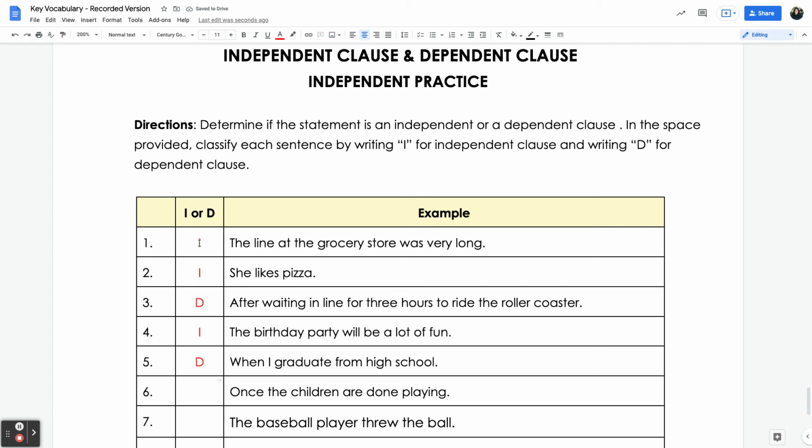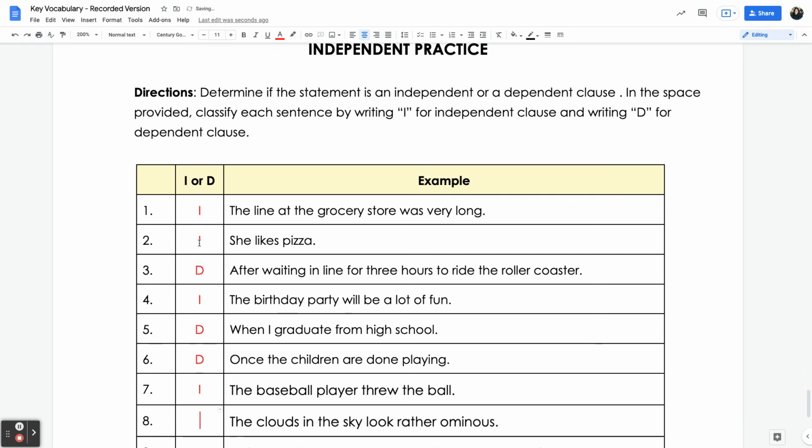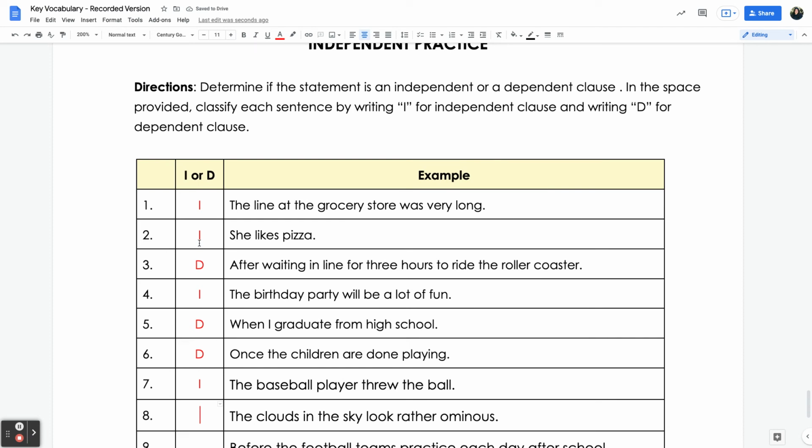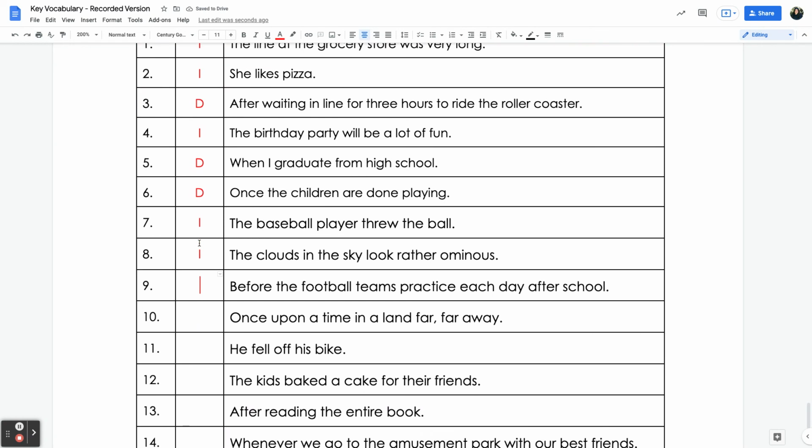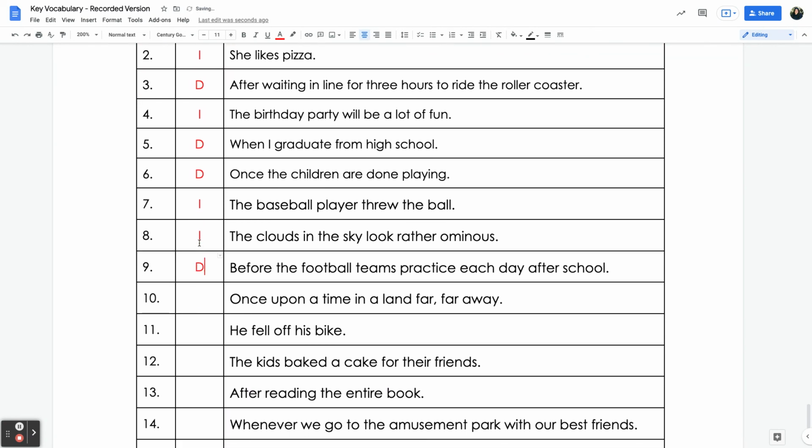Once the children are done playing, dependent. The baseball player threw the ball, that's independent. The clouds in the sky look rather ominous, that's independent. Before the football teams practice each day after school, that's dependent. Once upon a time in a land far, far away, that is dependent. He fell off his bike is independent. The kids baked a cake for their friends. That's independent. After reading the entire book, that's dependent.